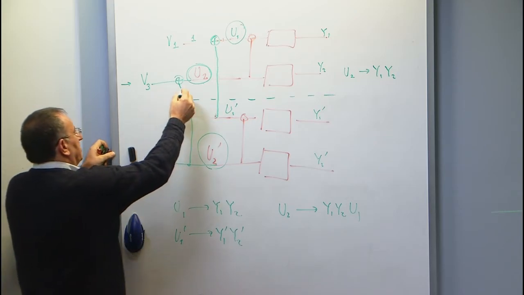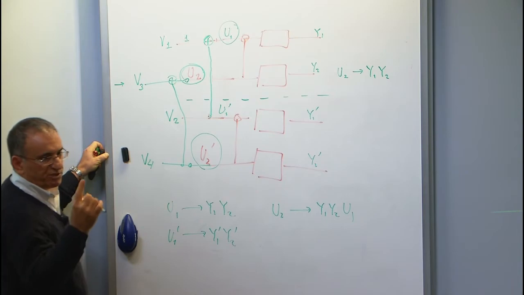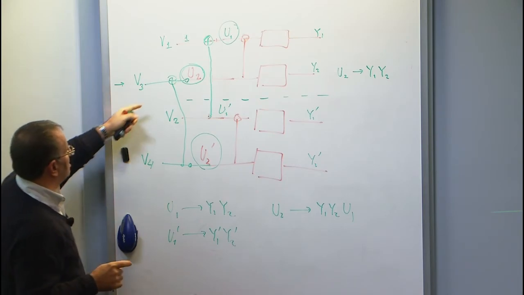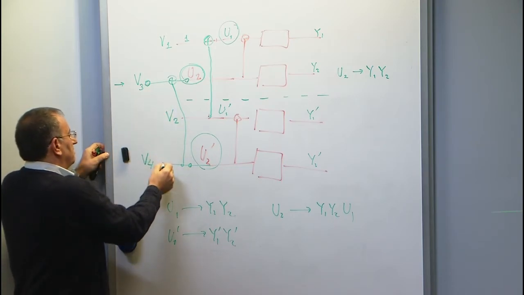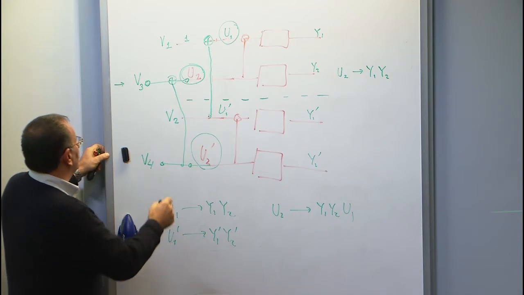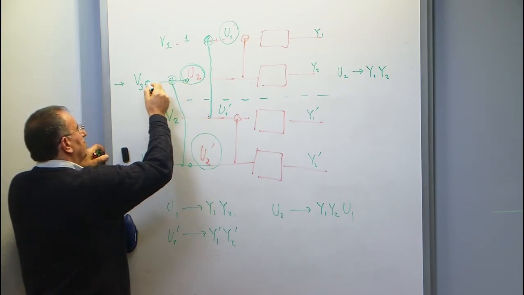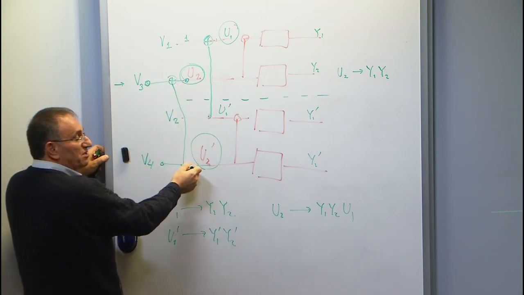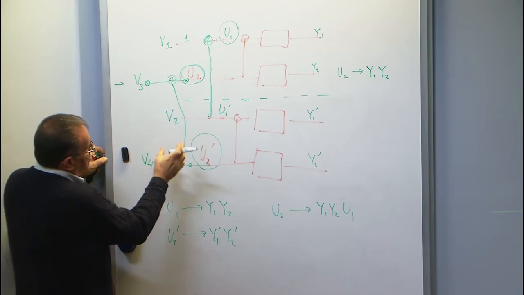Well, what is the distribution of U2 and U2 prime? It was the uniform distribution. So what is the distribution of V3 and V4? The uniform distribution. So the uniform distribution induces uniform distribution over here. So nothing changes. More important perhaps is the following.